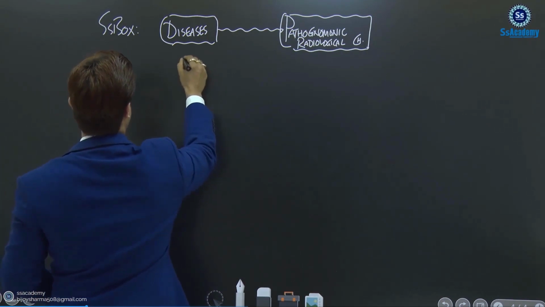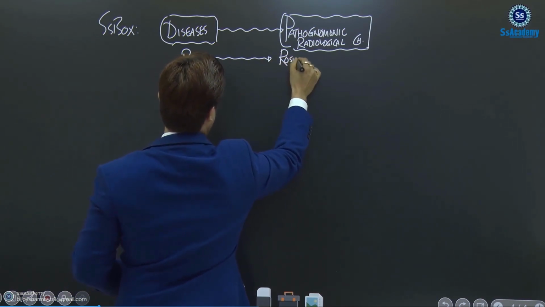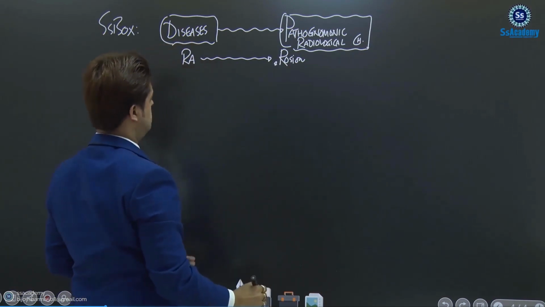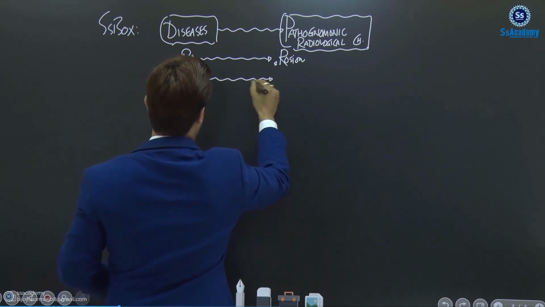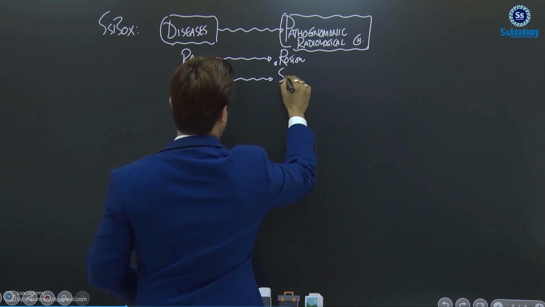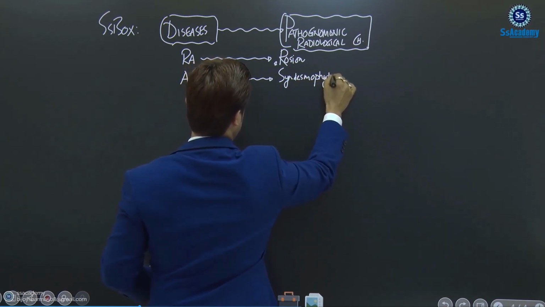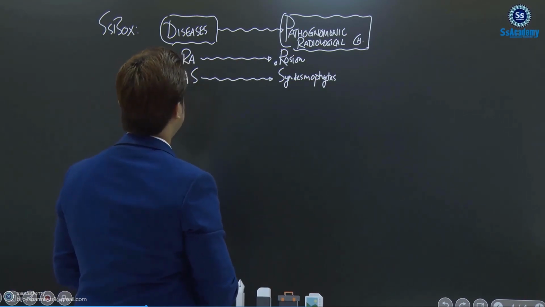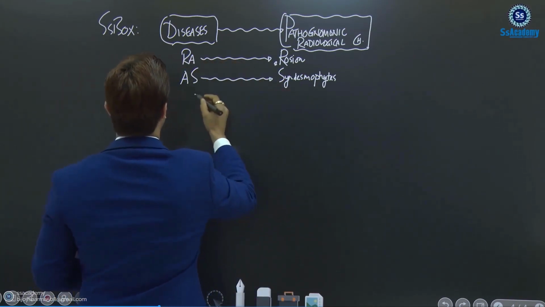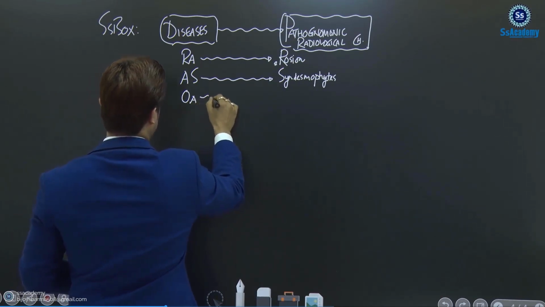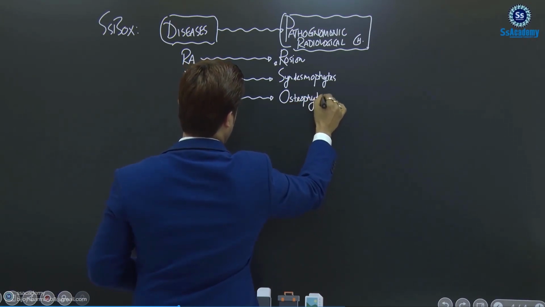So let's start with rheumatoid arthritis, my dear. For rheumatoid arthritis, I'm writing R for erosion, my dear. Is erosion? Yes, my dear. Ankylosing spondylitis, if I'm writing, S for spondylitis, S for syndesmophytes. I'm writing syndesmophytes. So S for spondylitis, S for syndesmophytes. So yes, once again, I'm writing osteoarthritis, osteophytes.